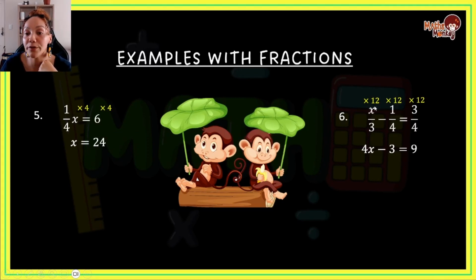Okay, so all I'm doing here is taking this fraction and multiplying it by each denominator. If you don't know how to do it in your head, you can do it on your calculator. Okay, so you end up with 4x minus 3 is equal to 9.